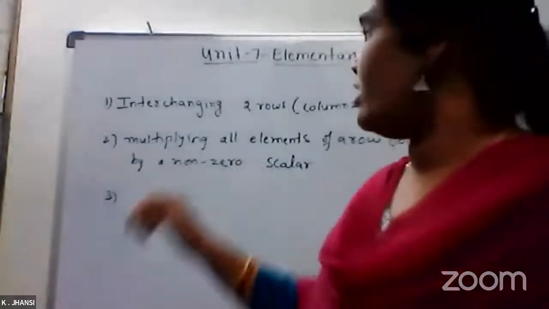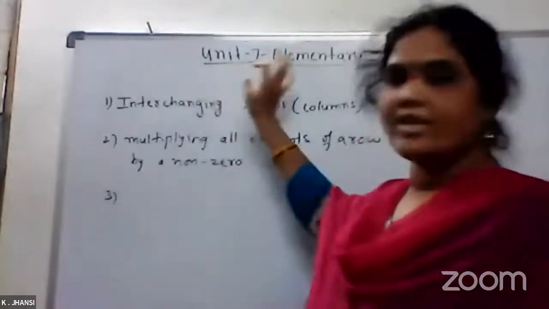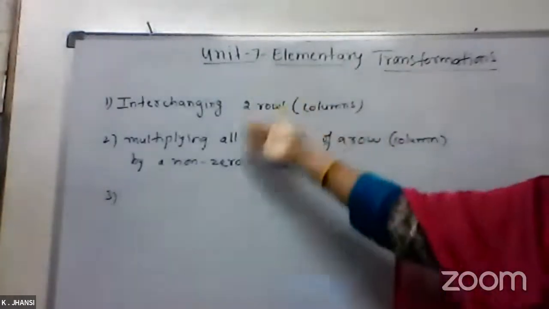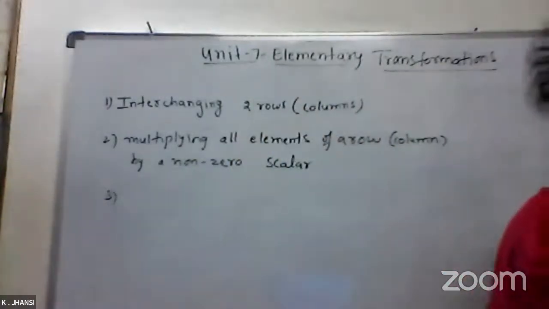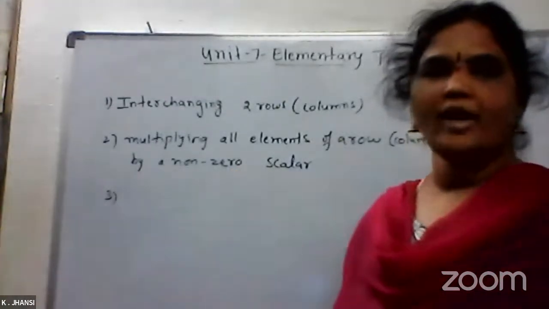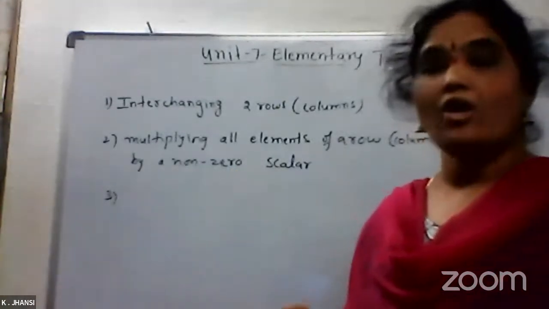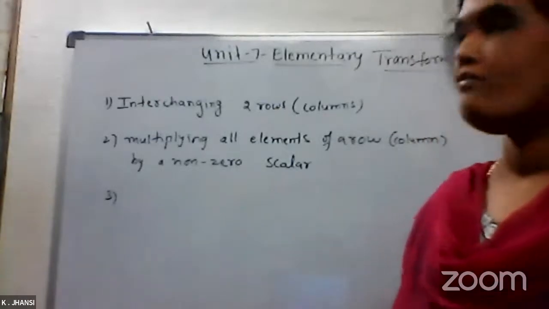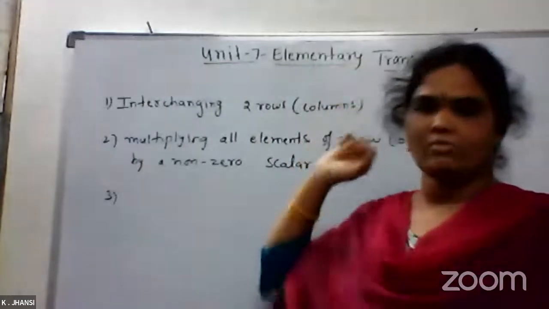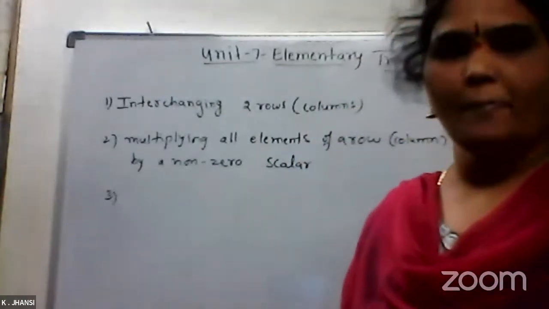Okay. So in block 3, unit 7, we have elementary transformations. For this elementary transformations, we have some rules. The main aim is to find the rank of the matrix. So for finding the rank of the matrix, we apply the elementary transformation, or we call it elementary operations.